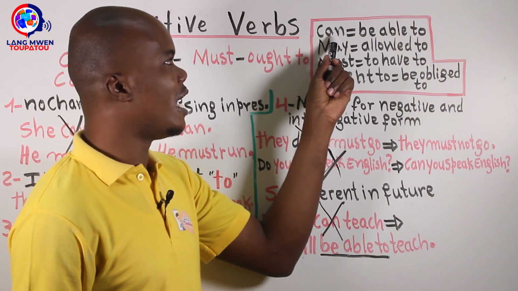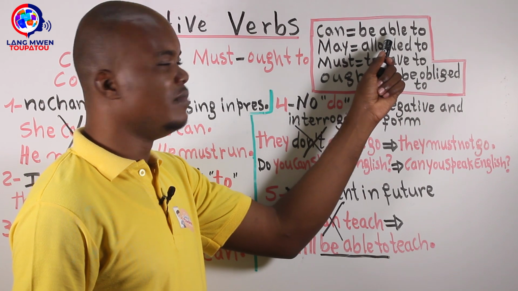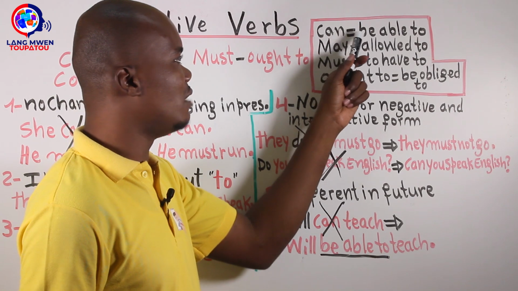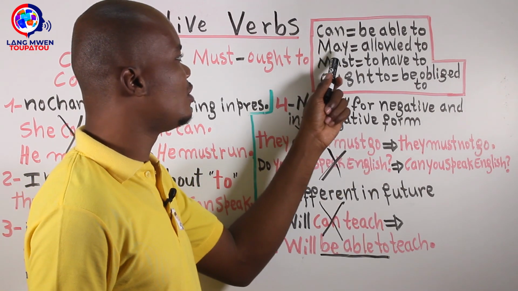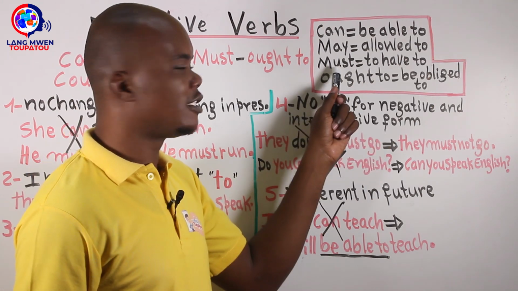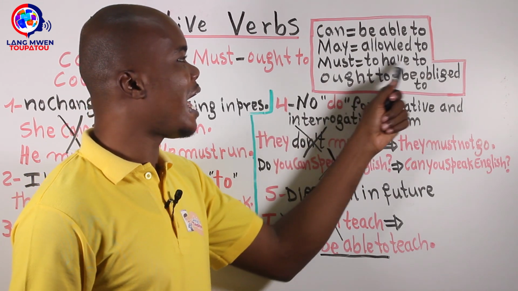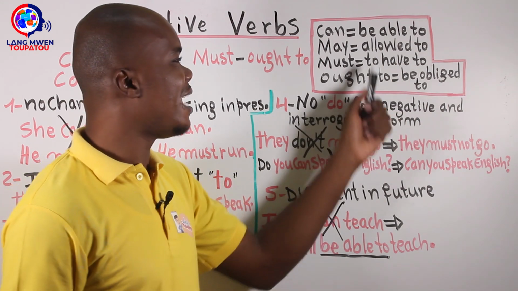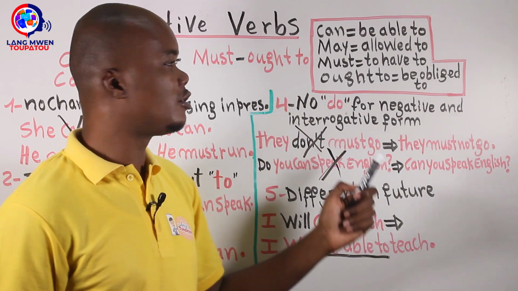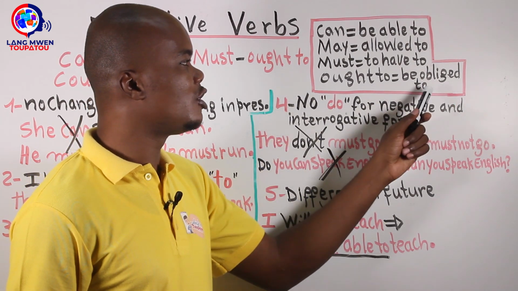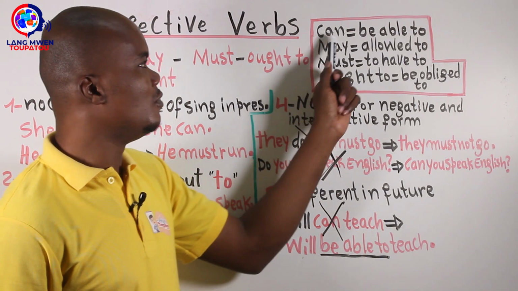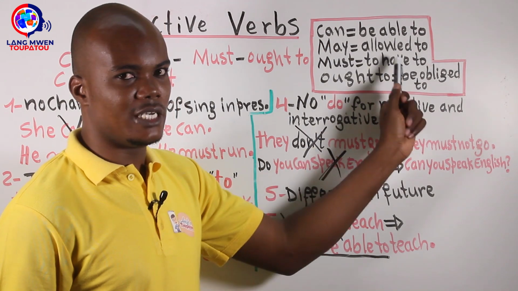For example, when you have can, you mean be able to. The expression that corresponds to can is be able to. The expression that corresponds to may is allowed to. The expression that corresponds to must is to have to. Not have, it's have to. Pronounce it like have. And the expression that corresponds to ought to is be obliged to. Whenever you want to put them in the future, use one of these, okay?